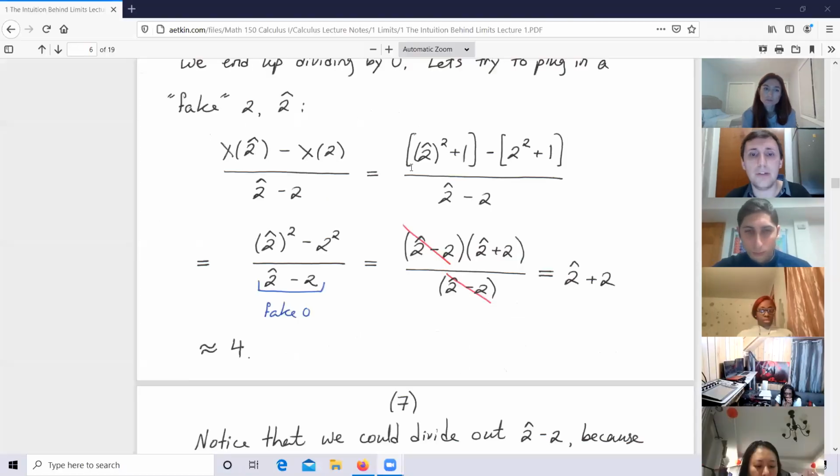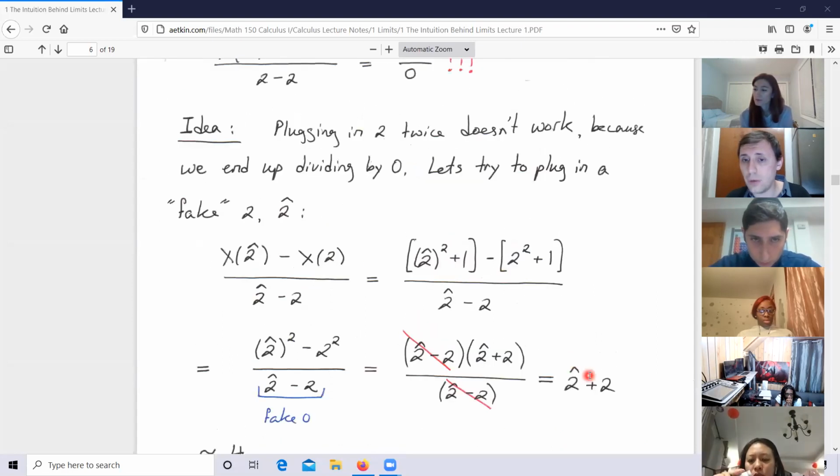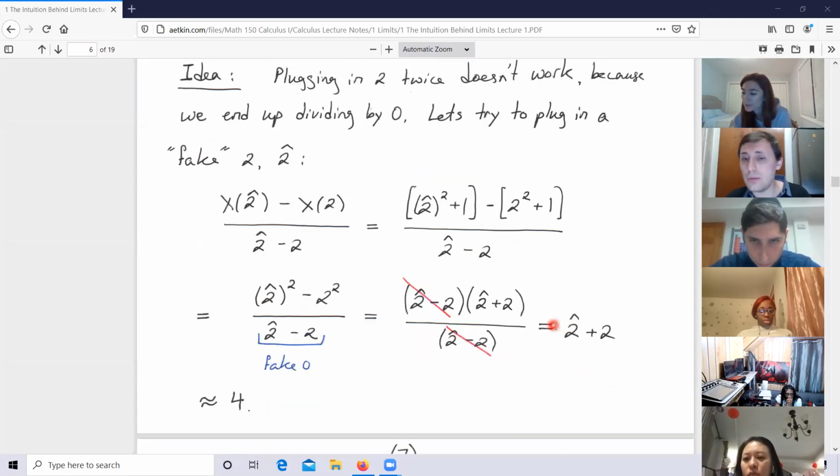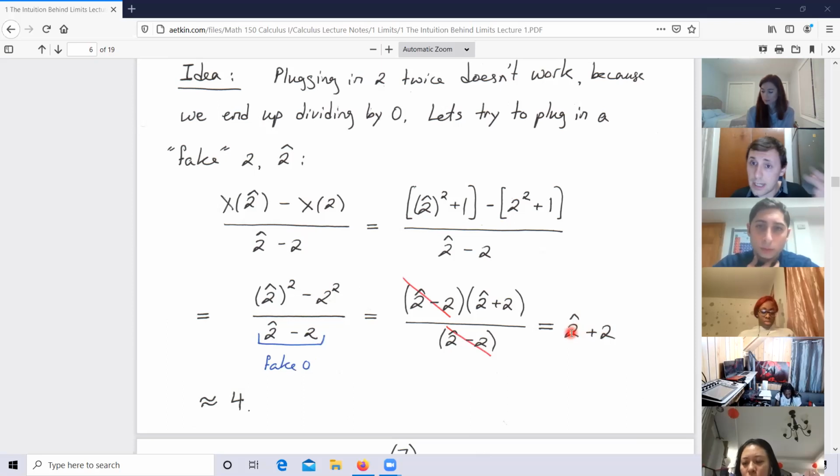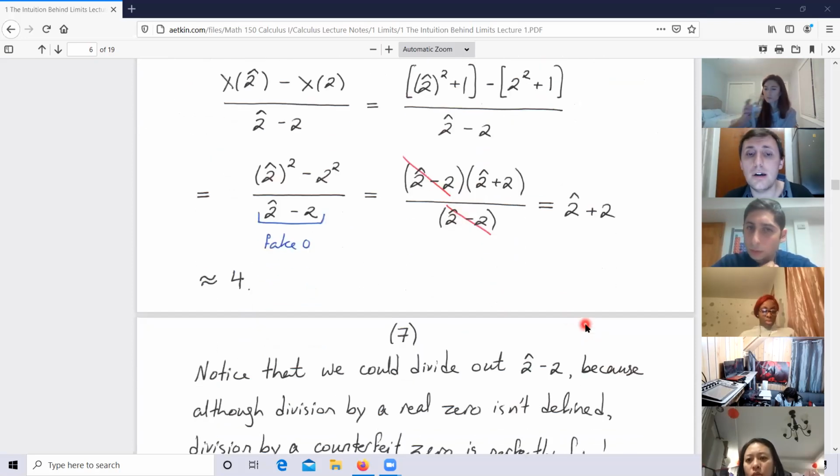So this is what we have, guys. Yes, you see that? We then have 2 hat squared minus 2 squared. I factor it out, and now look at it. It's multiplication. So this number is a fake 0, so I can cross it out. And I have 2 hat plus 2. And now, what is 2 hat? 2 hat is very similar to 2. So I predict that what I'm going to get is the velocity 4 meters per second. You see, because this is kind of like 2, and this is 2. Together, it's striving to be 4. And the instantaneous velocity is 4.